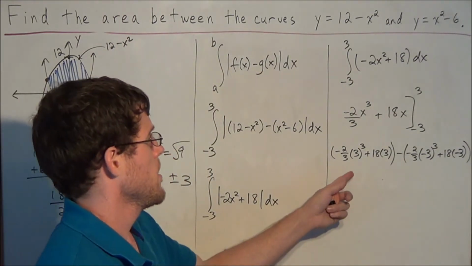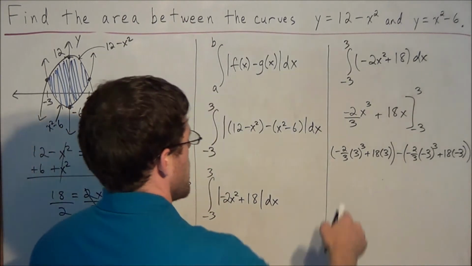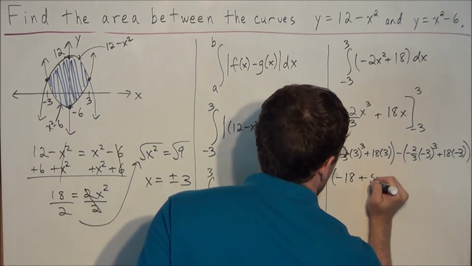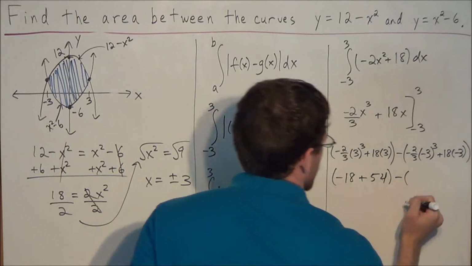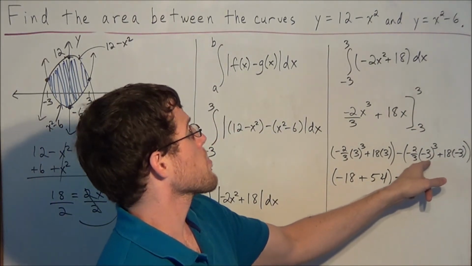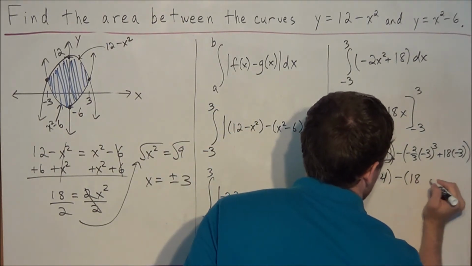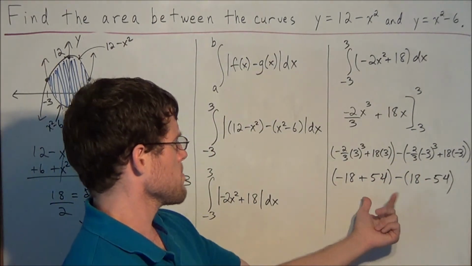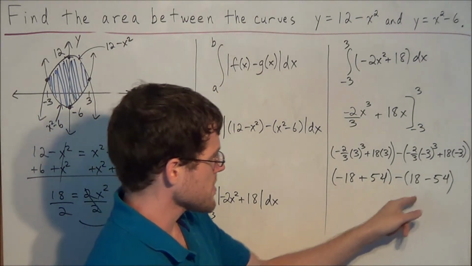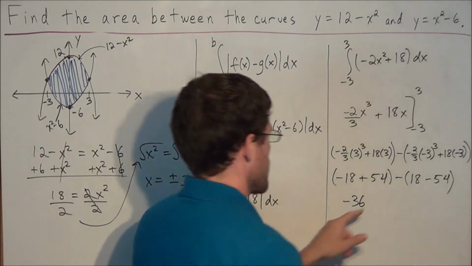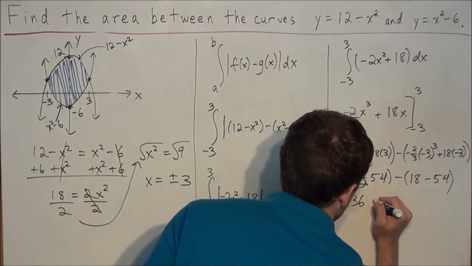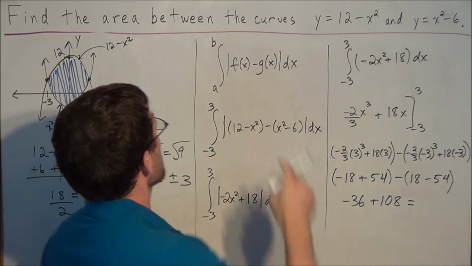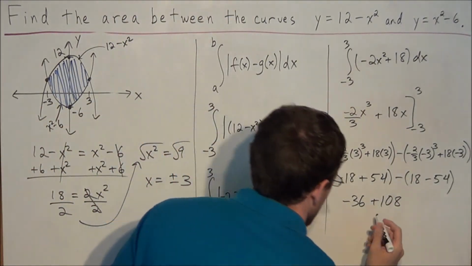So now we just have to simplify. 3 to the third power times negative 2/3 is going to give us a negative 18. Plus 18 times 3 is 54. And now we're subtracting: negative 2/3 times negative 3 to the third power is a positive 18, and 18 times negative 3 is negative 54. So now to simplify, negative 18 minus 18 is a negative 36. 54 minus negative 54 is a positive 108. So now all we need to do is just add these two numbers together. Negative 36 plus 108 is a positive 72.